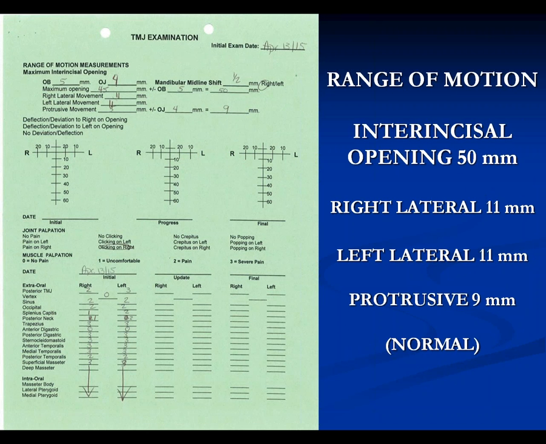Range of motion is very important. So get out a ruler and measure how much the patient can open. Well, she can open 50 millimeters, which is normal. She can go to the right 11, normal; left 11, normal; protrusive 9. Everything's normal. So her range of motion is normal, but you're going to find a lot of your patients with temporomandibular joint dysfunction don't have normal range of motion.